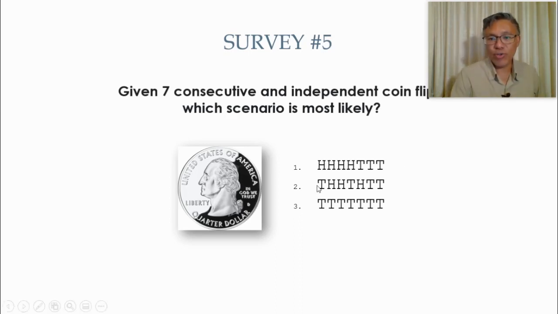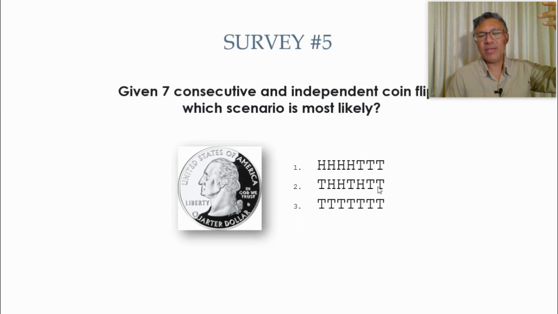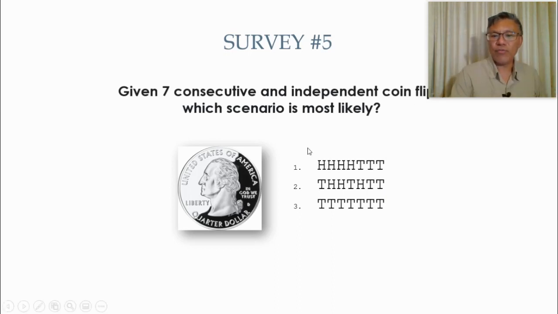What's the chance of number 2 happening? Well, 1 out of the total possibilities for 7 flips, right? So it's the same probability. You can think of it this way too. To figure out the probability of this event happening, you multiply the chance that H happens times the chance that H happens times the chance that H happens.